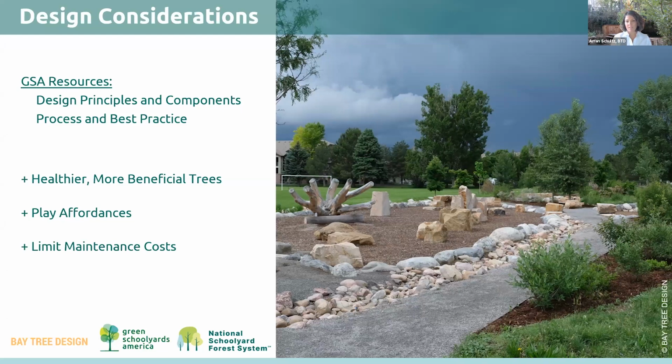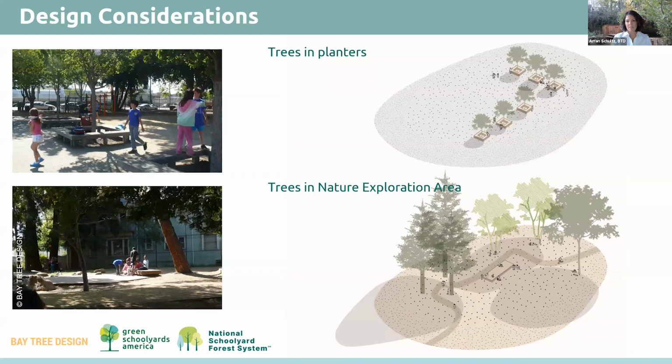So I want to touch on design considerations. And specifically, there are several strategies that will increase the likelihood of developing healthy and beneficial trees, increasing play affordances and decreasing maintenance costs. In the graphics to the right, I've shown 2 different ways to plant 6 trees. In the option at the top, 6 tree wells were cut out of an asphalt yard with benches surrounding the trees to block the tripping hazard caused by the planting area.